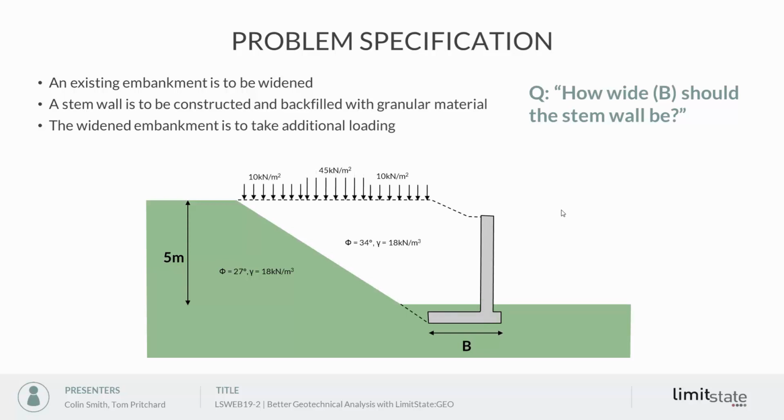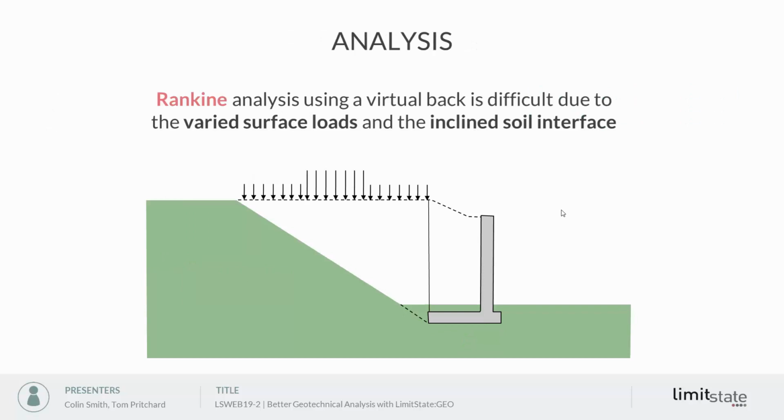So the question is, how wide, for example, does the base of the foundation or the wall need to be? What's the stability? If we look at that problem in a little more detail, and think about how we might analyze it using a traditional approach, a Rankine type analysis looking at earth pressures on the back of the wall, then we can postulate a virtual back behind our stem wall. But trying to think of different stress distributions is made slightly awkward because we have varied surface loads and we have this inclined soil interface. So standard Rankine formulae don't fit exactly in that case.